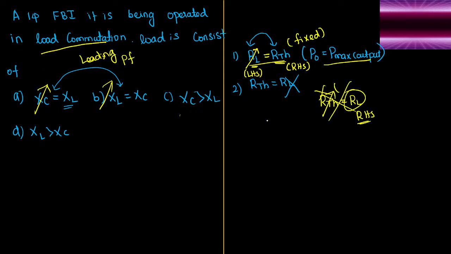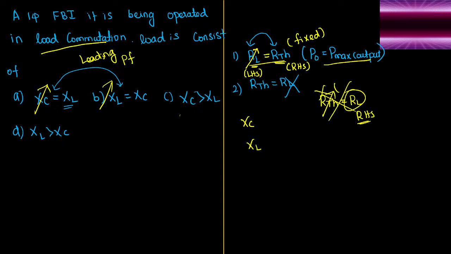Now the fundamentals that we learned from network theory will help you to get it. When will we achieve leading power factor? Leading power factor is possible with capacitive reactance. Lagging power factor is possible with inductive reactance. That's all. Your answer is over.